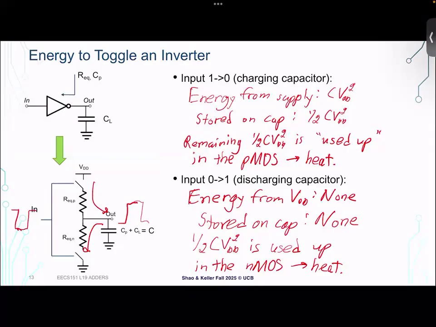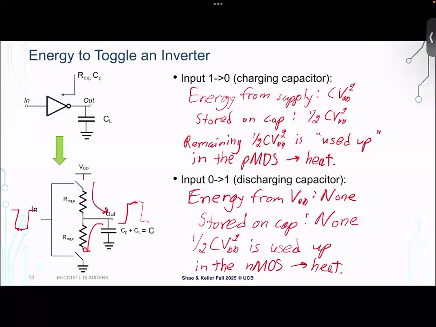The way to view CMOS circuits from a power perspective is that your digital design is a giant space heater. And it has this useful byproduct that it does some computation for us, right? Every gate is calculating the logic function that it was designed to do. But from an energy and power perspective, we're just burning up energy and converting it to heat in the transistors as each gate toggles.